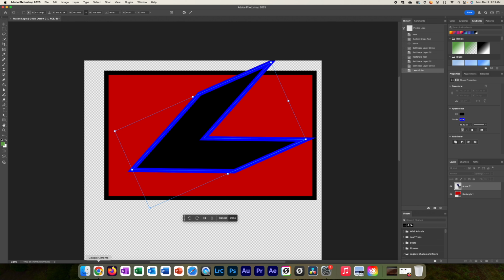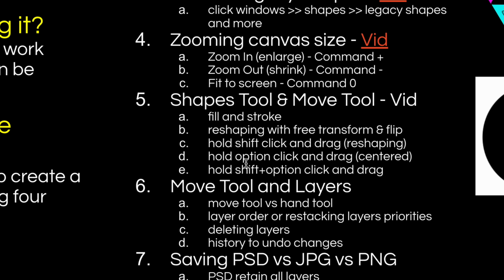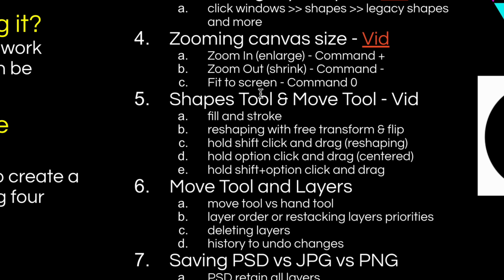So that is how you use all of these tools for fill and stroke, reshaping the tool with free transform and flipping. And then I showed you holding shift, I showed you holding option click, and I showed you holding shift and option click. The next thing I need to show you is the move tool, okay?